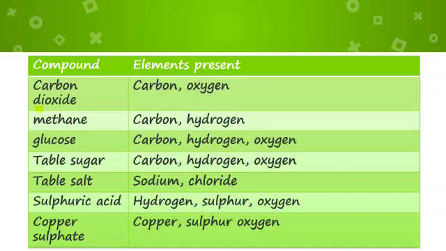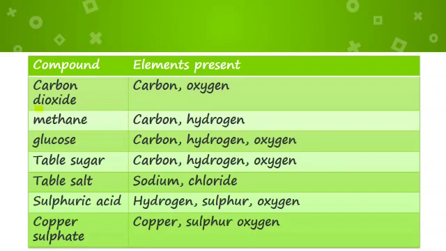Talking about glucose, which is a very rich source of energy in plants and animals as well, we have already known that the formula of glucose is C6H12O6, and it contains carbon, hydrogen and oxygen. Talking about table sugar, which is also called sucrose, it is made of carbon, hydrogen, and oxygen. And table salt that we use in our daily cooking, called sodium chloride, is composed of sodium and chloride. Talking about sulfuric acid, which is a very poisonous acid, it contains hydrogen, sulfur, and oxygen.